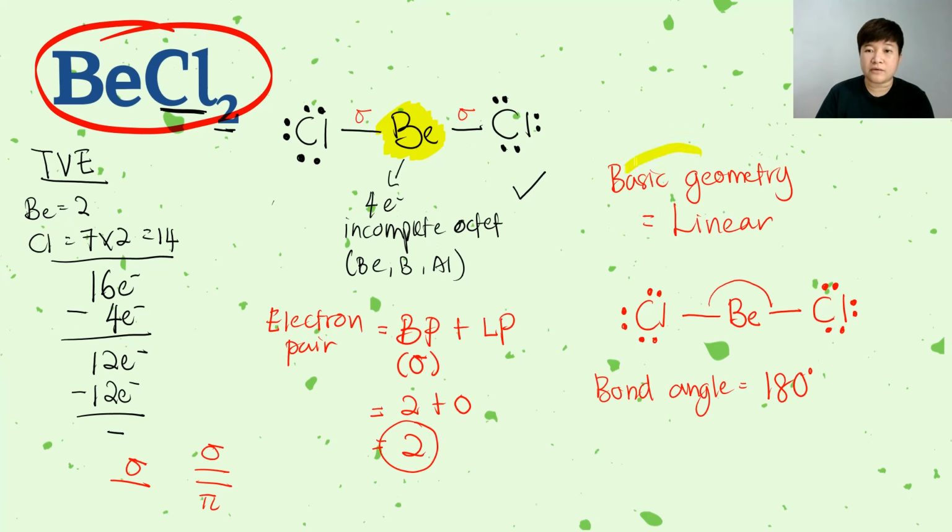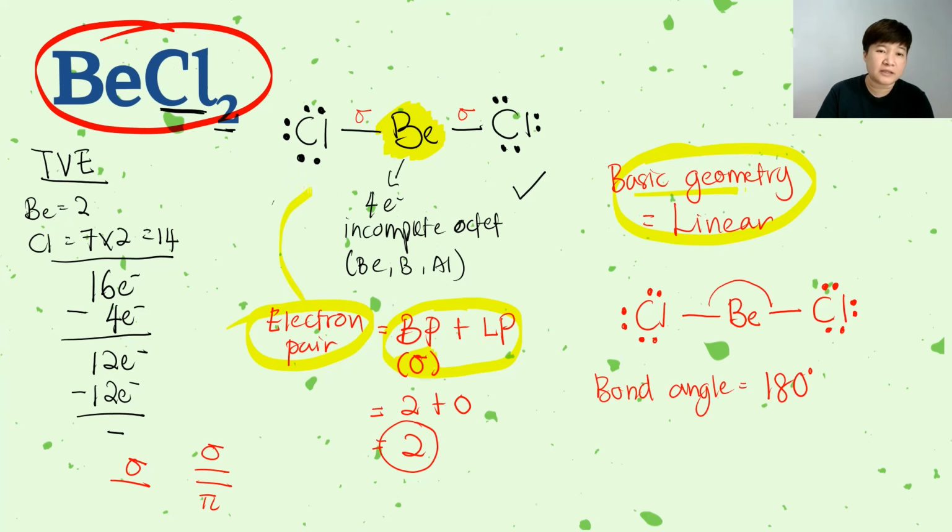So how can we determine the basic geometry? The basic geometry will depend on the electron pair. How can we calculate the electron pair? The formula is the bonding pair plus lone pair. Bear that in mind, for the bonding pair we only count sigma. But where do we get this bonding pair and lone pair from? The bonding pair and lone pair will depend on your Lewis structure. That's why I say if you cannot draw your Lewis structure, you better not proceed with this video. Go back and learn how to draw your Lewis structure before you learn how to determine the basic geometry. And that is how we determine the basic geometry if the question gives you a molecule.